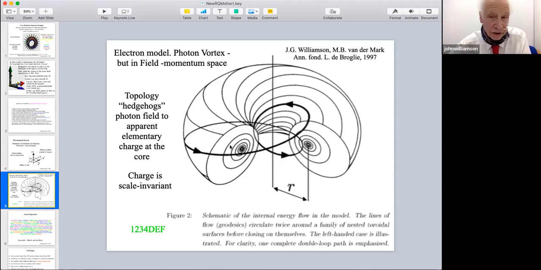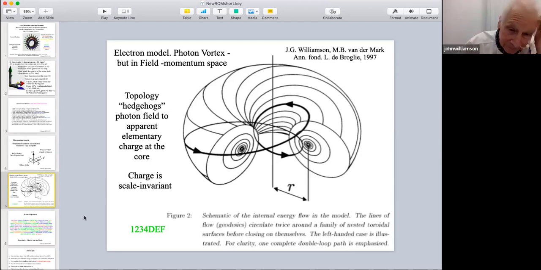And of course, for a mode structure, it has to be all the possible paths. So this path is an equal path. This is another path. Here's another path. Whole thing is like skin of a sausage twisting around a toroidal sausage. And the sausage is all skins. It's multiple skins going into the eye of the torus. That's the electron photon model. Williamson and van der Mark, 1997, and Louis de Broglie, one of the articles I attached.